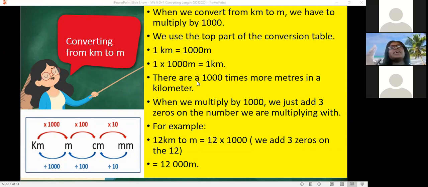So for now, as long as you say, you know what, ma'am, I know you said that if I multiply by 1,000, I just have to add 3 zeros. So whatever number you are given, as long as you are converting from kilometers to meters, you're just going to apply what I said, you see? So it's that easy. So don't dwell much on what if.